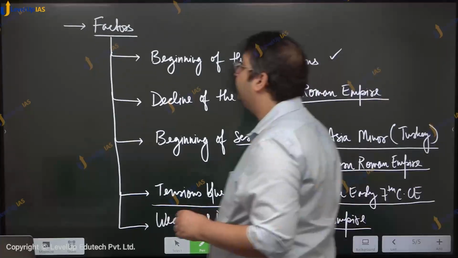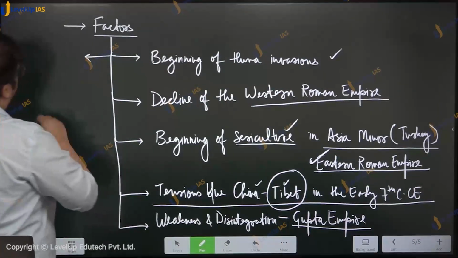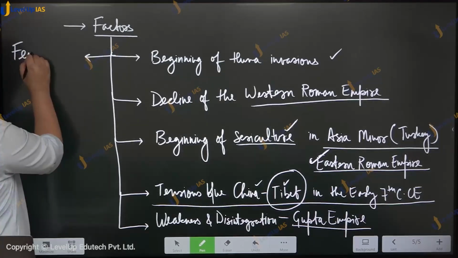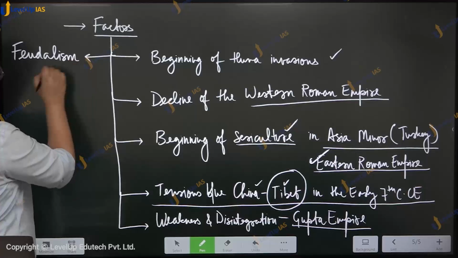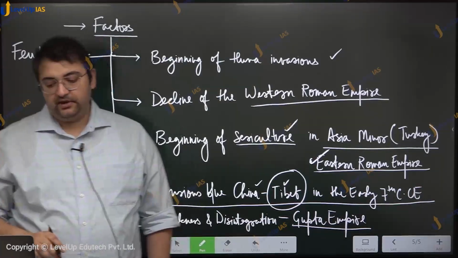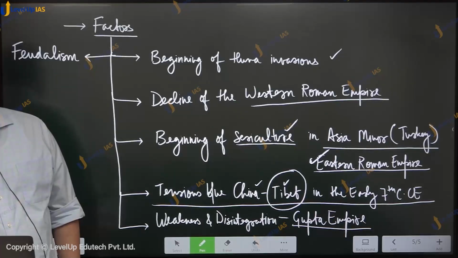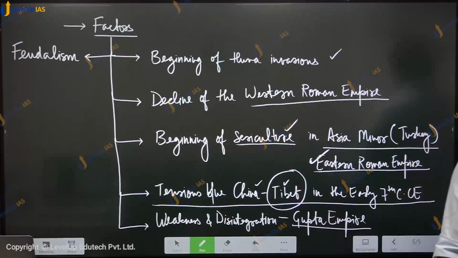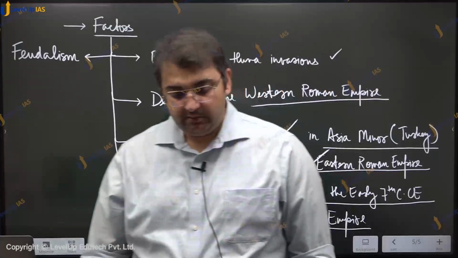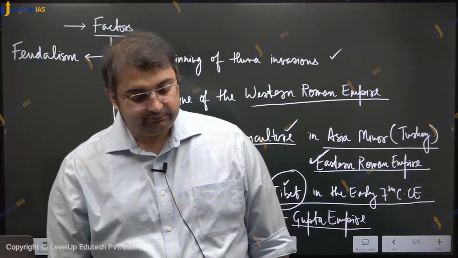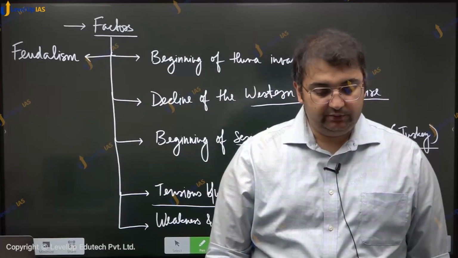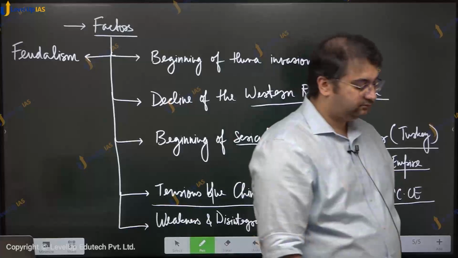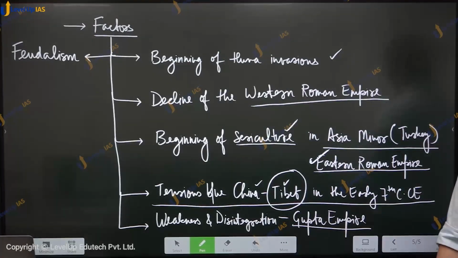Okay, write the next point. Growing feudalism in the society further suppressed production and exchange, contributing to the acceleration of urban decay.